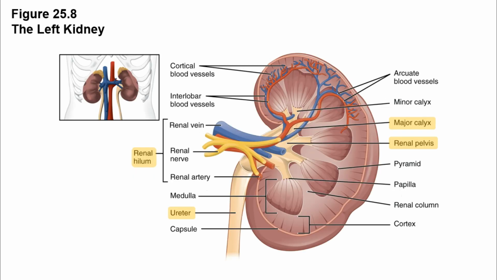the kidney. The major calyces direct urine toward the renal pelvis, and the renal pelvis in turn funnels the urine towards the single ureter that exits the kidney through the renal hilum. The renal vein and renal artery also pass through the renal hilum.